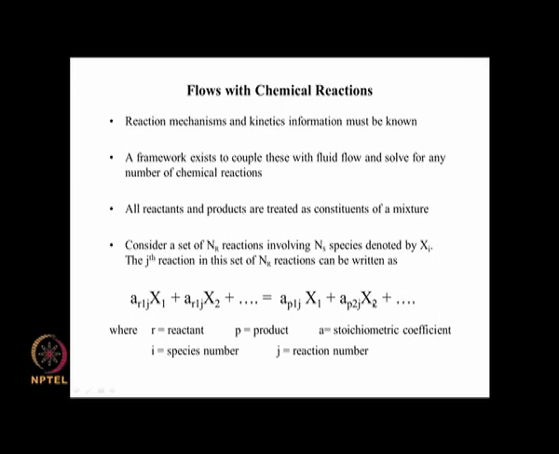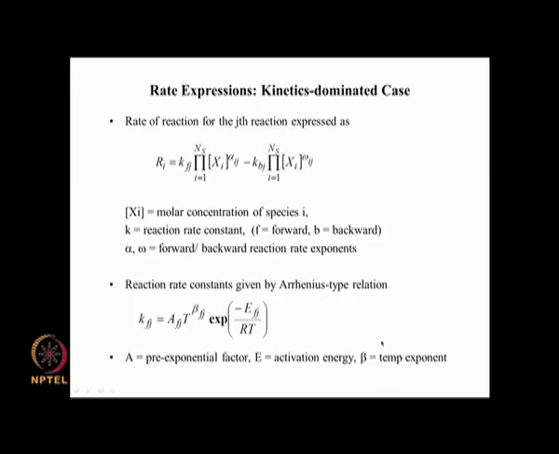It is not necessary that all the species participate in all the reactions, and there are certain reactants and there are certain products. Sometimes the same species may appear as a product and sometimes it may appear as a reactant, and this kind of a generalized scheme is what we start out with.